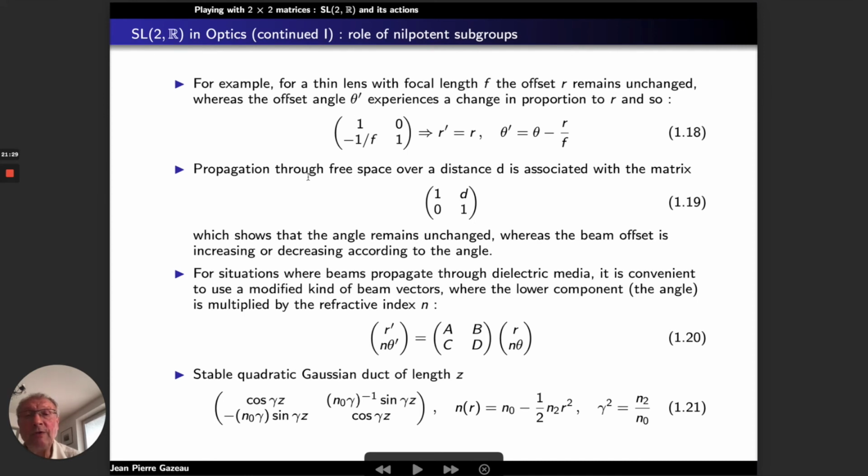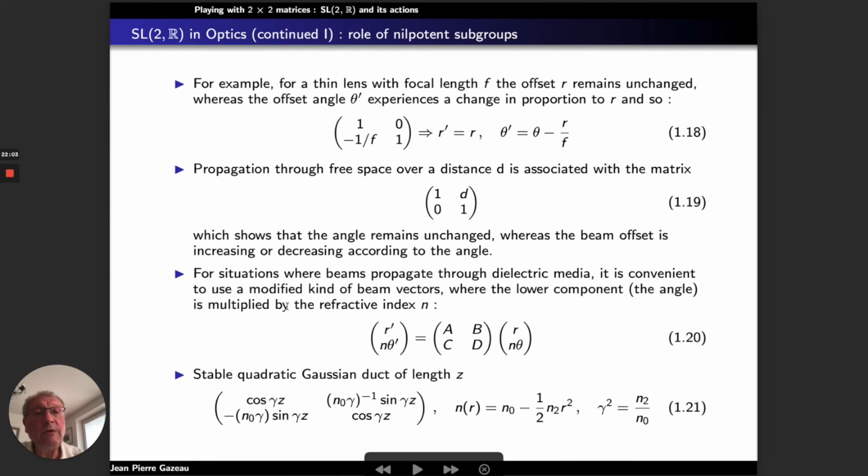Now the propagation through free space over a distance d is associated with the matrix (1 d; 0 1), something we know like this one. If you remember, this one belongs to N minus, this one belongs to N plus. They are nilpotent subgroups of SL2R. And for this matrix, the angle remains unchanged, whereas the beam offset is increasing or decreasing according to the angle.